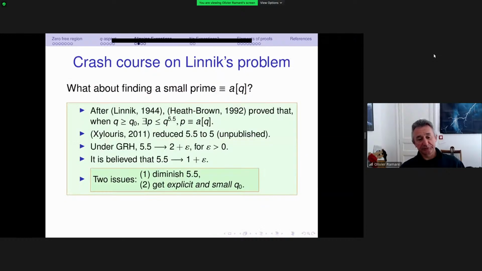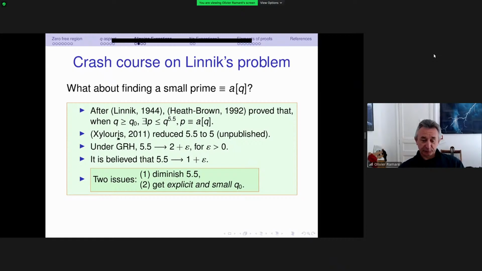And what can you do with that? Oh, first, yes. Before doing something, I have to give you a crash course on Linnik's problem. Because maybe you can find a prime in an arithmetic progression that is small. I mean, instead of trying to go through this Brun-Titchmarsh stuff and large-sieve inequality and moduli that you don't control, maybe you can have a look at the simple problem: find a prime congruent to A mod Q, and maybe you can show that you can find a prime less than Q to the 1 plus epsilon.